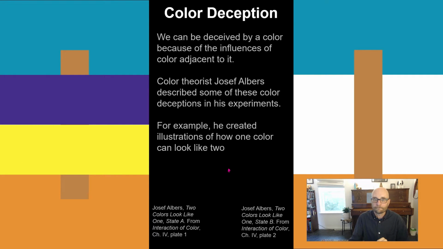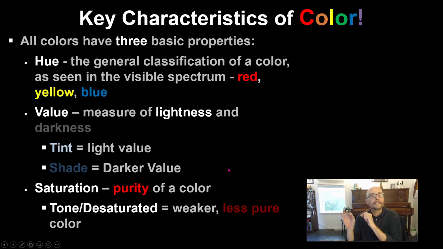Okay, what else? Key characteristics of color. So this will be different than what your book tells you. There's different ways to interpret this, but really most color theorists say there are 3 basic properties of color. Your book says there are 4, and I'll explain the difference here in a moment. But let's talk about these 3.